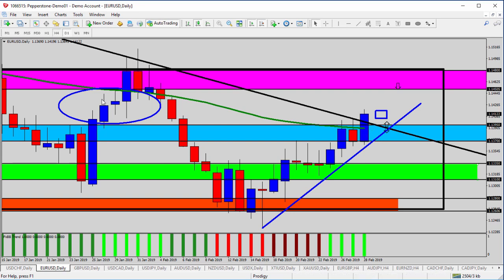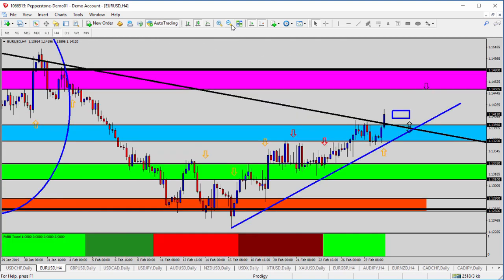Let's take it down to the 4-hour time frame. Look at all that here on the 4-hour time frame, and here we are challenging above. Again, even on the 4-hour we don't have that breakout above the blue zone and above the black trend line. So we're watchful and waiting.